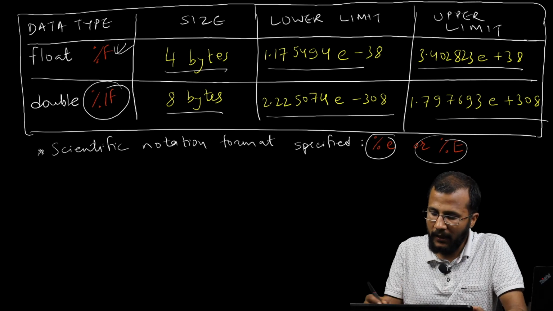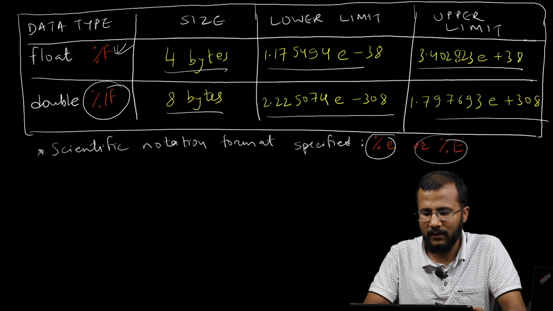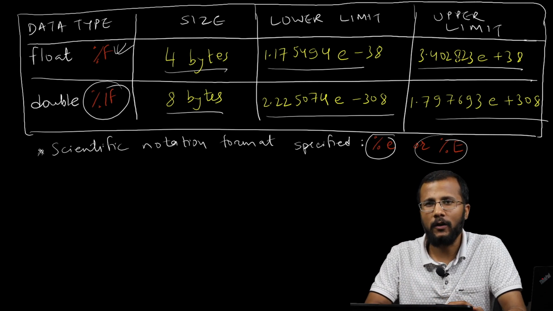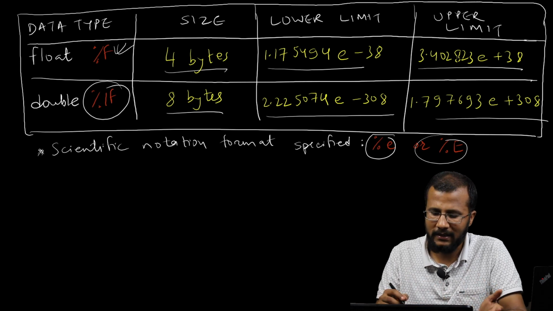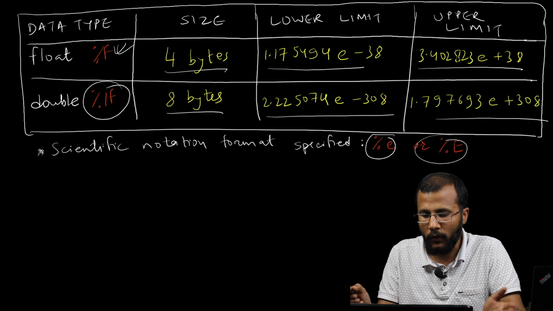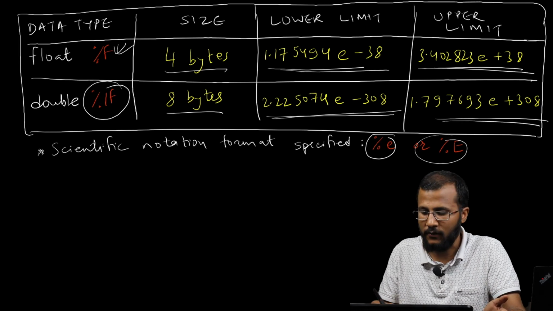Now how this lower and upper limit of float and double is being derived, we can actually do the derivation, but it would be out of scope of this course, so we'll just take this note for now that this is the range, okay. We are not going to go into the derivation, but it is possible that we can actually derive these values as well, okay.